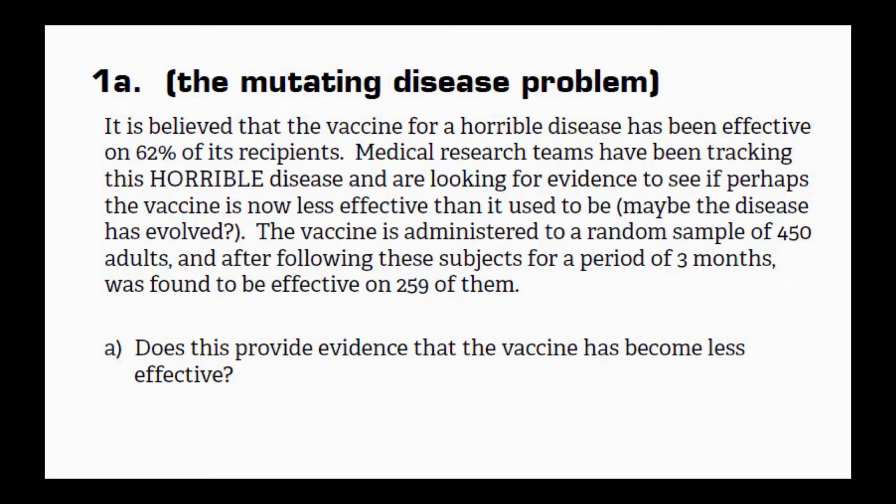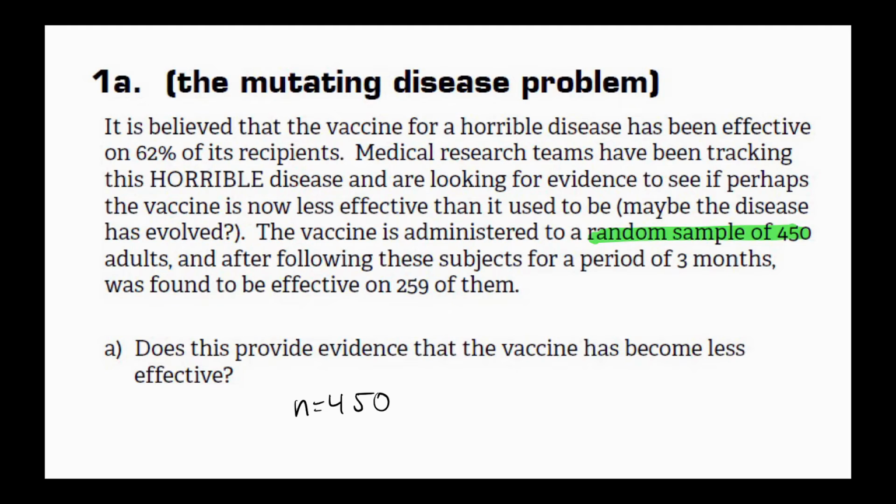Okay. Now, let's highlight some stuff. Let's pull some stuff. What are the important things that we need to know? Definitely the sample of 450. That's definitely important. We're going to label that as n equals 450. Very good. What else can we pull from there?